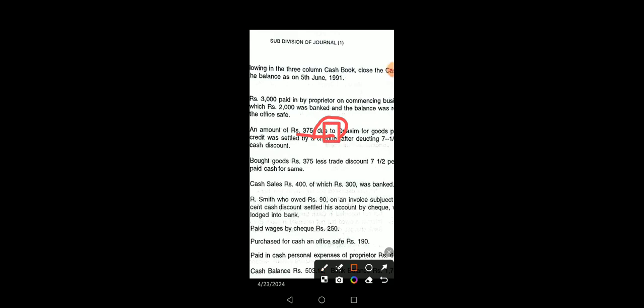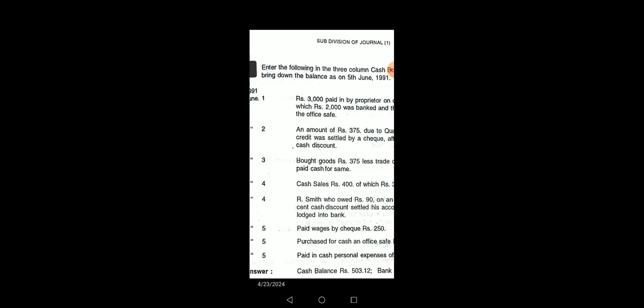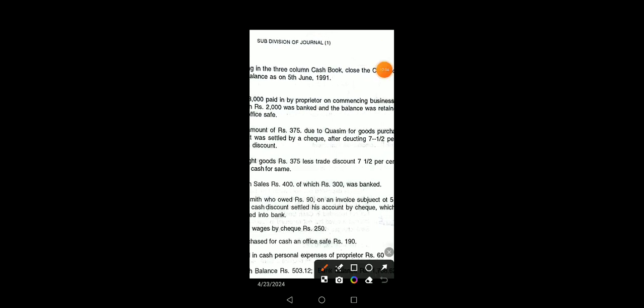How would you define it? Due to Qasim, it means we are liable to pay to Qasim. We were supposed to pay Qasim. So Qasim was your account payable. Due to Qasim, Qasim was the person to whom the amount was payable for goods purchased on credit, and it was settled by check. So you were liable to pay the amount to Qasim, and you are now paying by check after deducting discount. Initially we will understand the entry, and then we will be focusing on the amount.